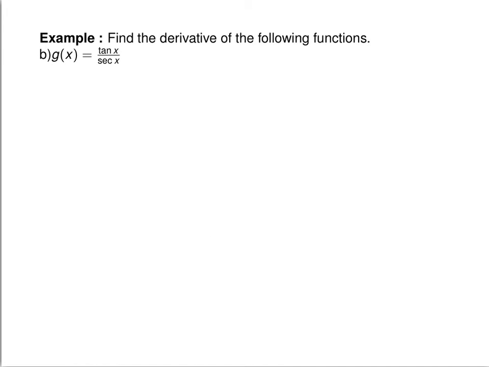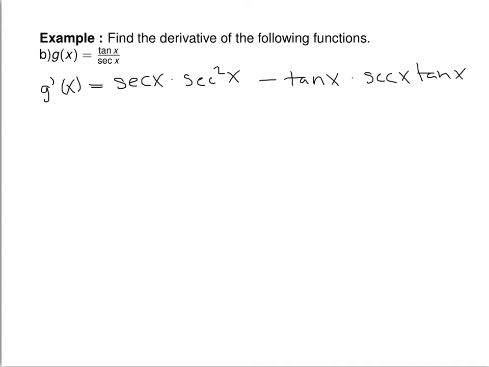Next, we're going to find the derivative of this tricky trig function, tangent x divided by secant x. So to find this derivative, we need to use the quotient rule. So g prime of x will equal low, so secant x, d high, times the derivative of tangent, which is secant squared x, minus high, tan x, d low, times the derivative of secant x, which is secant x tan x, all over secant squared x. Now you should be happy because you can use the quotient rule, good for you.